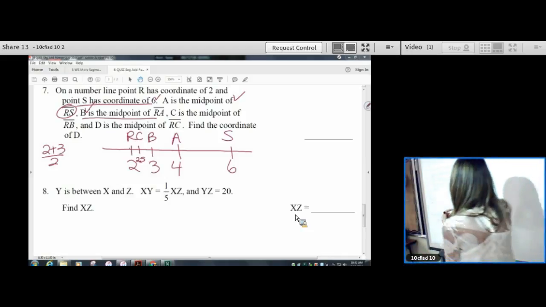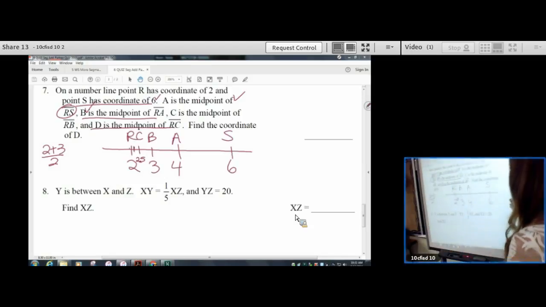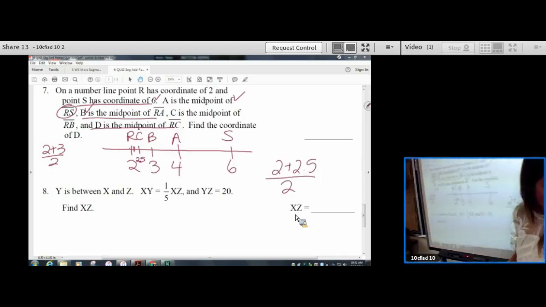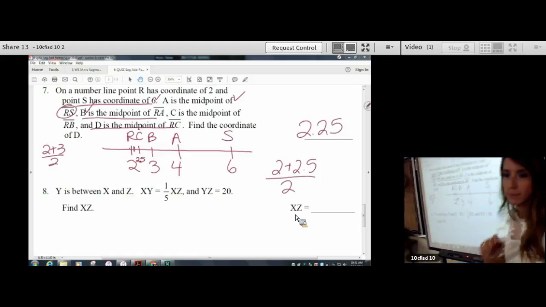All right, and last one. D is the midpoint of RC. So I need to find the middle of RC. How do I do it? I add up the endpoints and divide by 2. And you will get 2.25. Yay!